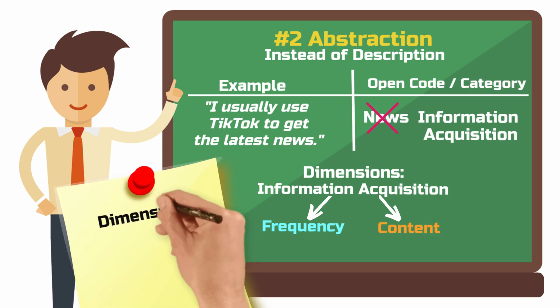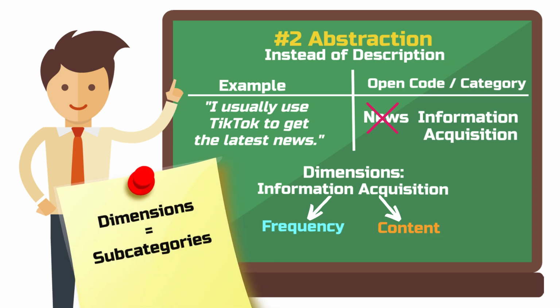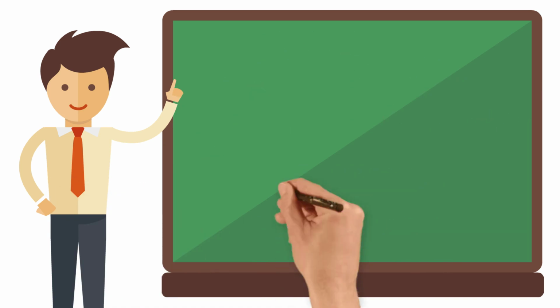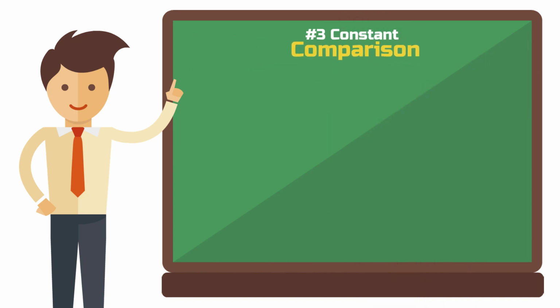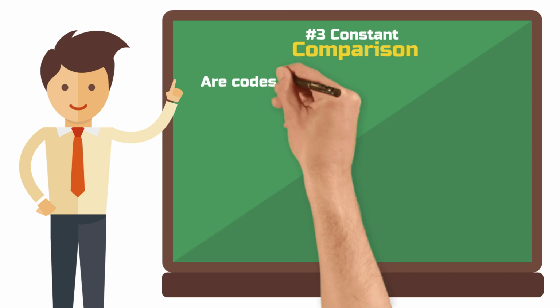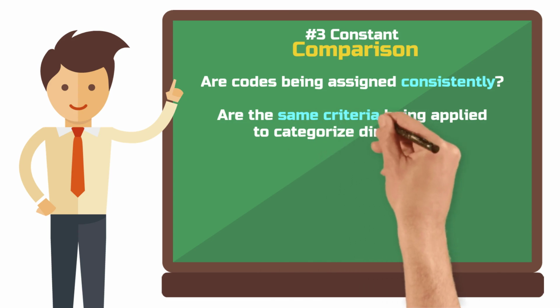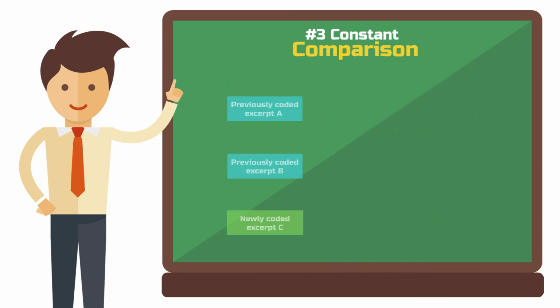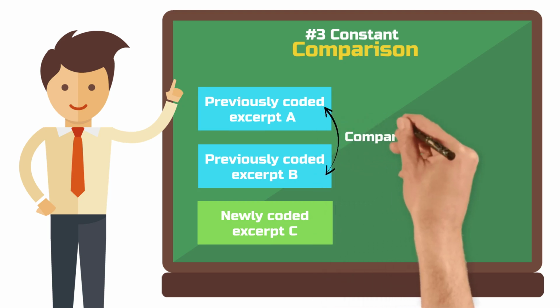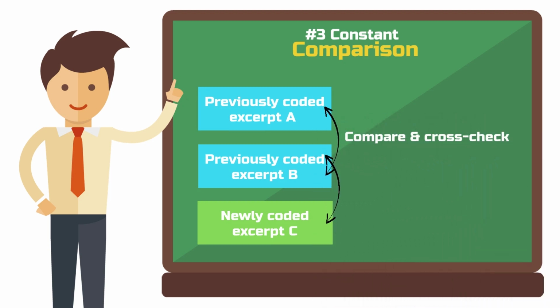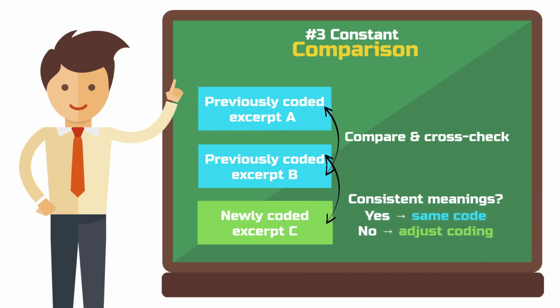Dimensions of a category can also be treated as subcategories, a concept you may already be familiar with from qualitative content analysis. If you use software like MaxQDA, creating subcategories can be especially helpful. Step 3. Constant comparison. This goal revolves around the following questions. Are codes being assigned consistently? And are the same criteria being applied to categorize dimensions? You can achieve consistency by continuously cross-checking previously coded text excerpts to ensure that similar meanings are being coded the same way, or adjusting if differentiation is needed.